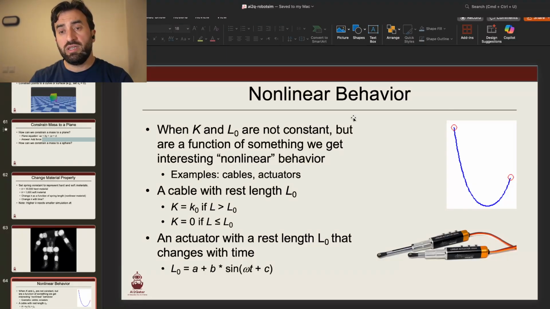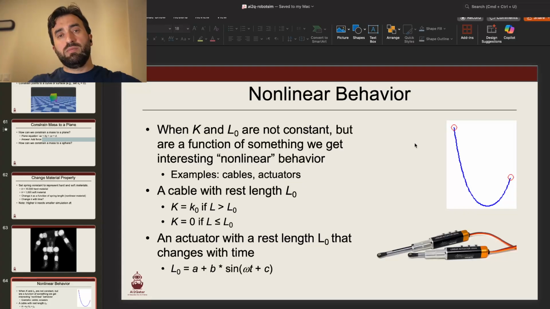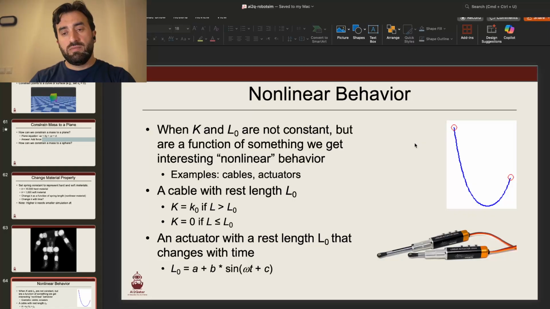Another example where the k is not constant is for cables. For cables, as long as it's not straight, k equals 0. L naught is the initial length of the cable; if you're not pulling on it, k equals 0. But once you start pulling on it and it reaches that length, then k becomes k naught. So as it says in this bullet point, k equals k naught if L is greater than L naught, and k equals 0 if L is less than or equal to L naught.